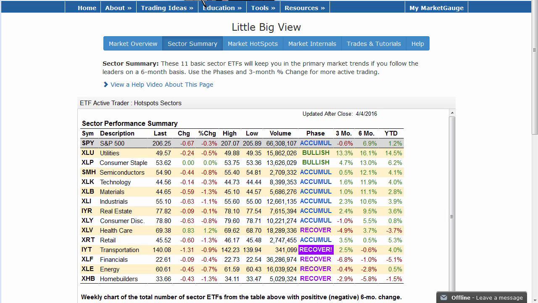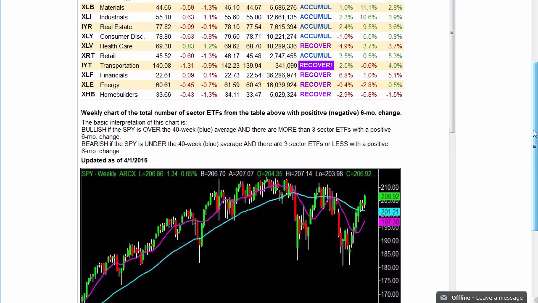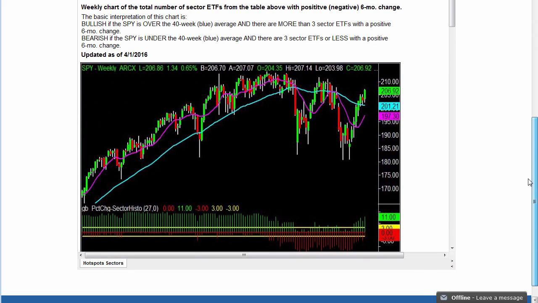The idea behind this page is to keep you on top of the major industry group or sector rotation. It's sorted by the stocks that are the strongest over the 6 months. I won't go into all the details over the importance of a 6-month time frame, but it is important. The other thing this page has on it is a chart that aggregates these sectors in terms of which are up, how many are up or down, based on the 6-month percent change.